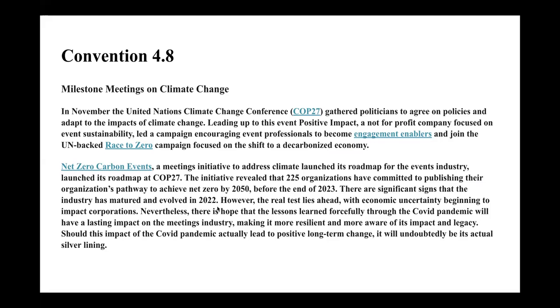The goal for this one is that the initiative reviewed that 2 to 5 organizations have committed to publishing their organization pathway, right, to achieve net zero by 2050. This is the future trend for a convention, right? So we have to focus a bit, just because when it comes to analyzing some situation, you can see what some examples are to serve the right direction here.